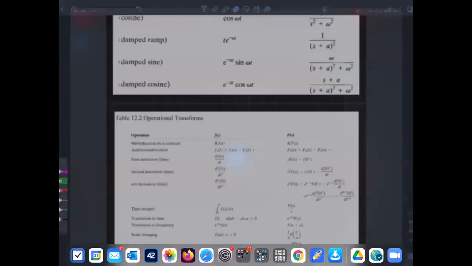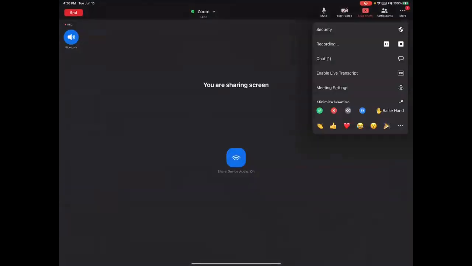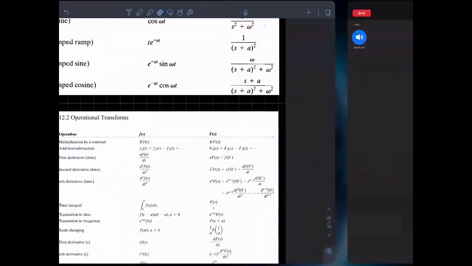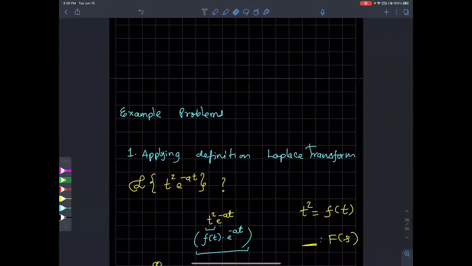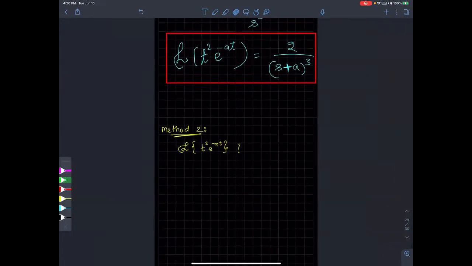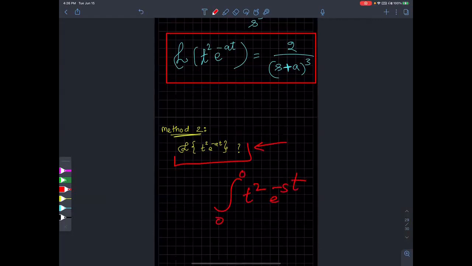Okay, let's see. Using the table, Ethan, thank you. Using the table, this is how we are going to do it. Let me demonstrate that to you really quickly. One method of finding this was earlier when we used the definition, the integral of t squared e to the minus st from 0 to infinity. I found the Laplace transform of this and then applied the e to the minus at f of t form.